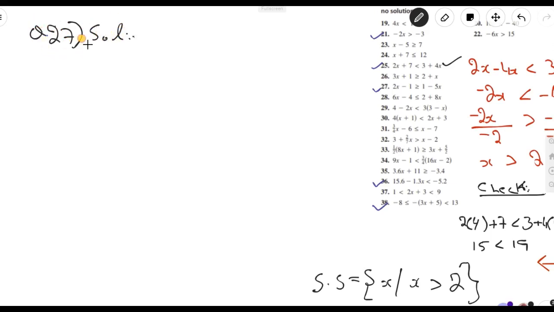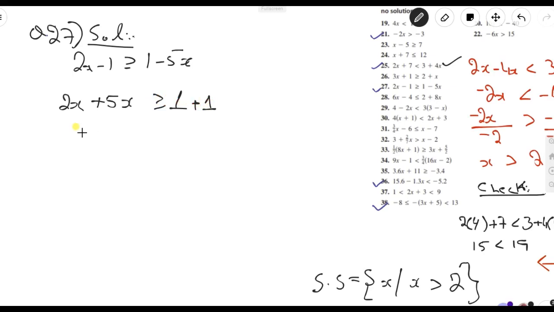Okay, now 2x minus 1, I'm sorry, 2x minus 1 is greater than or equal to 1 minus 5x. Let us swap the terms involving x on one side and the constant terms on the other side of your beautiful inequality. So it looks something like this, and you're having 7x greater than or equal to 2. So x is greater than or equal to 2/7.